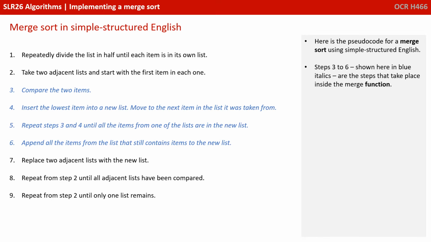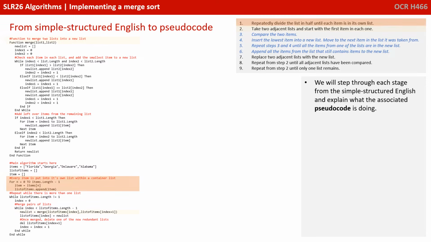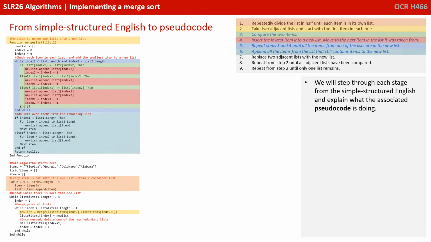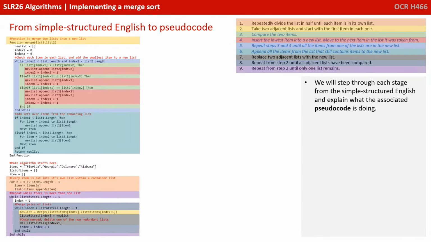So here's the pseudocode for a merge sort using simple structured English. Steps 3 to 6, shown here in blue italics, are the steps that take place inside the merge function. Pause the video for a moment and just read through the steps shown here. We're going to step through each stage from the simple structured English and explain what the associated pseudocode is doing.